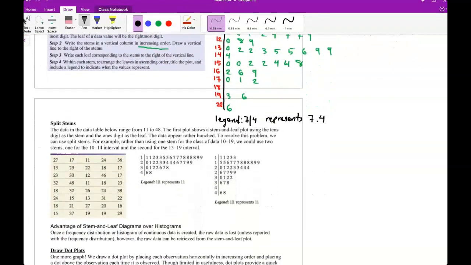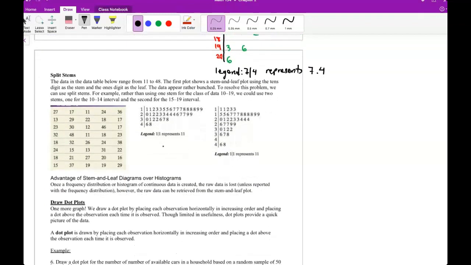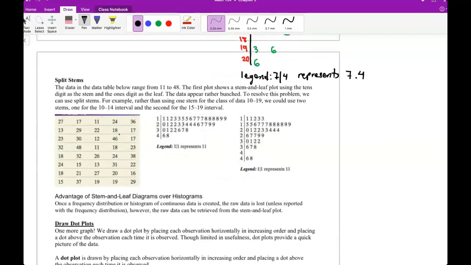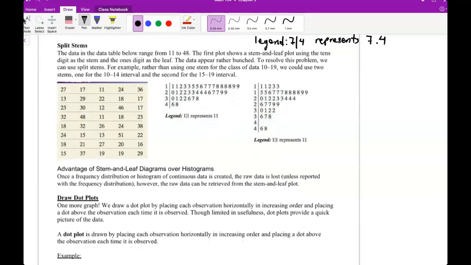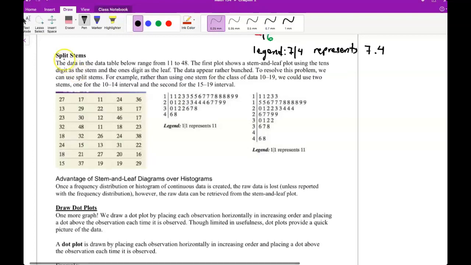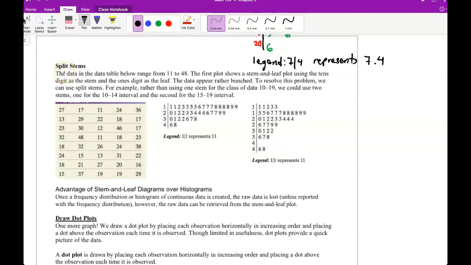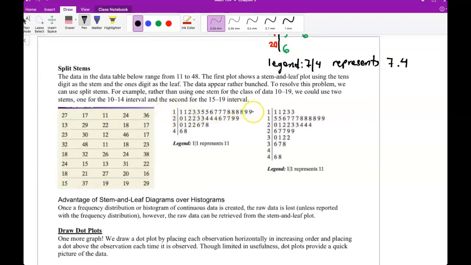We finished that one. Next page. Here again we have a stem and leaves. What we have here is split stems, and that is when we have too many numbers in one class.